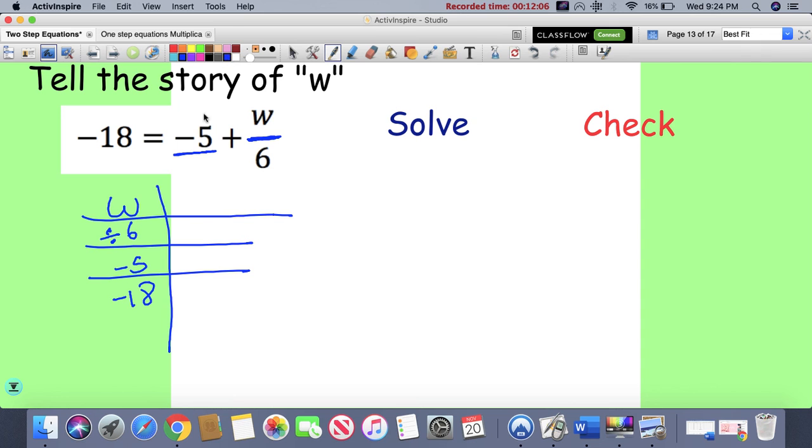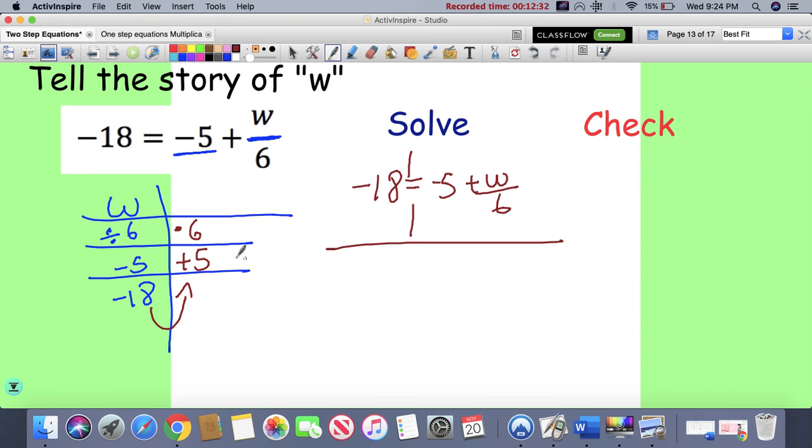So to undo all those things, we're going to go backwards, and we're going to add 5 first, and then we're going to times 6. So those are the 2 steps we're going to do. So let's see how that works out. Step 1. Here's the line in the middle. First thing I'm going to do, it says here, add 5 to both sides. So let me do plus 5 here, plus 5 here.